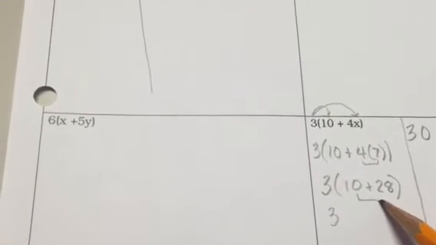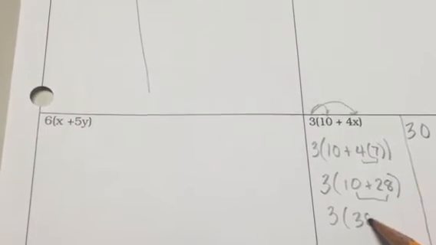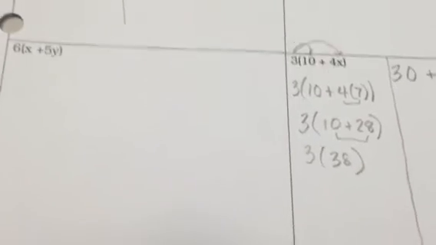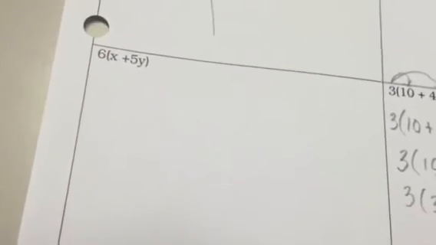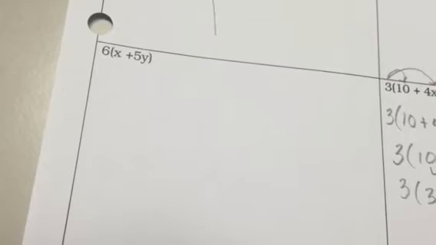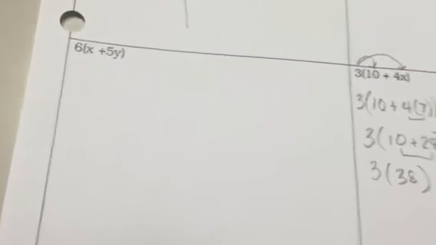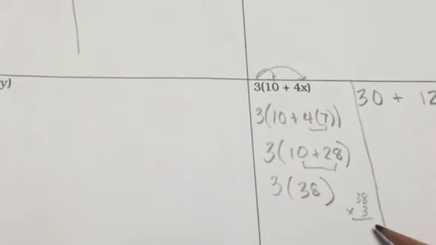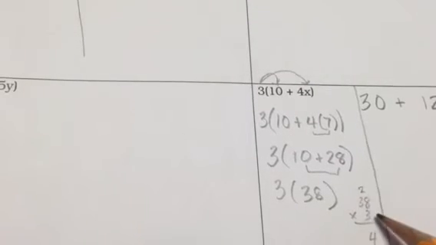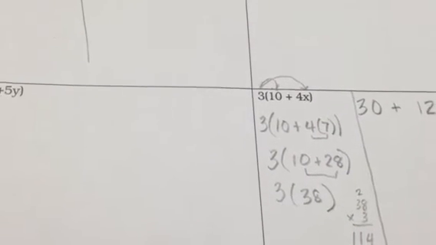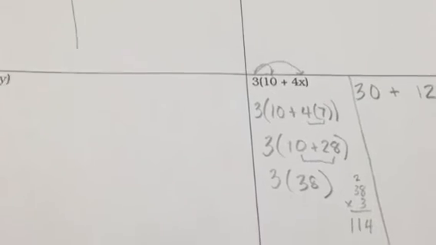Bring that down. 10 plus 28 is 38. I don't really know 3 times 38, so I'm going to have to multiply that out going up and down. 38 times 3. Okay, 38 times 3 is 24. Carry the 2, 9, 10, 11. So that's 114.